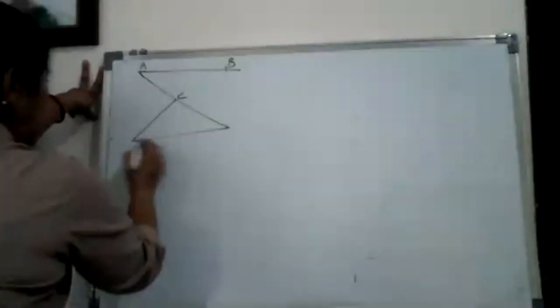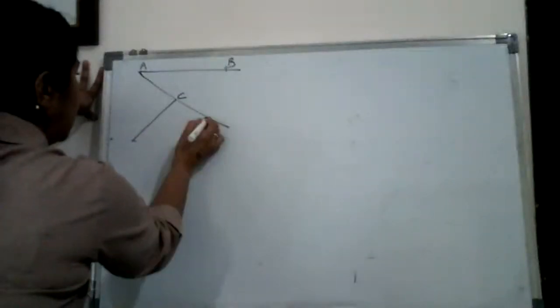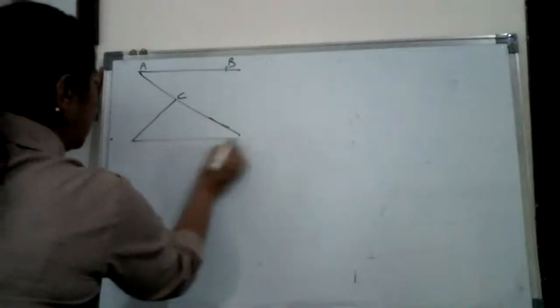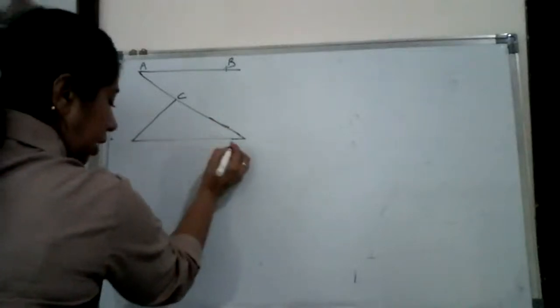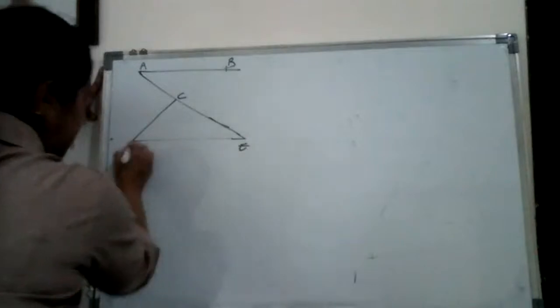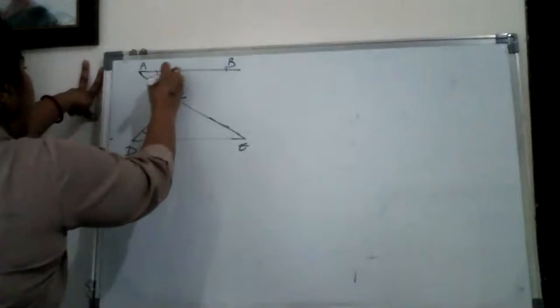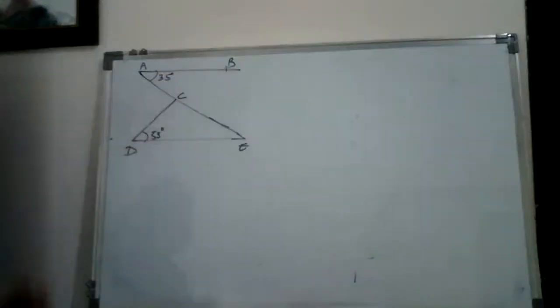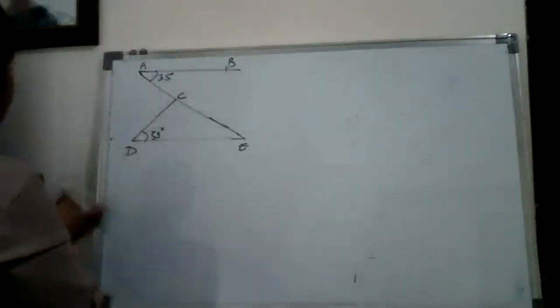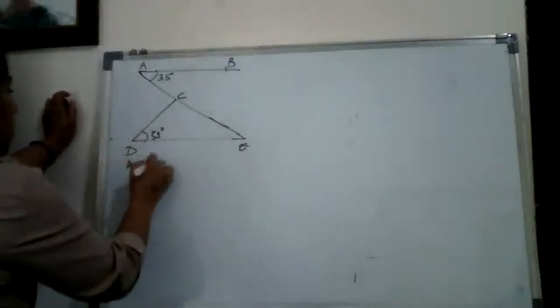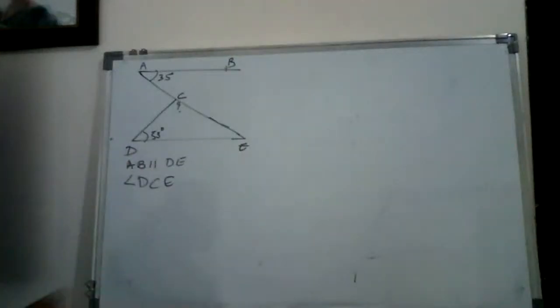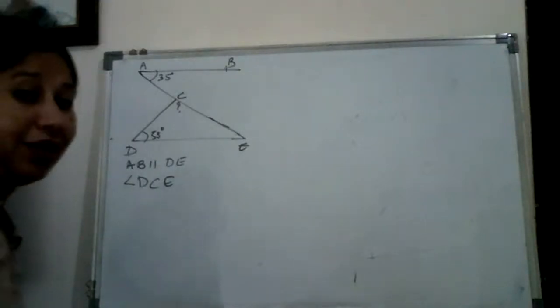It is given that this is AB, point C, and this is E, 3 degree, and this is 35 degree. Now, the question says the information is AB is parallel to CD. This is given. It is something with parallel lines, and with the triangle also, isn't it?